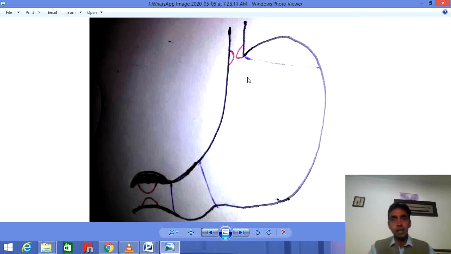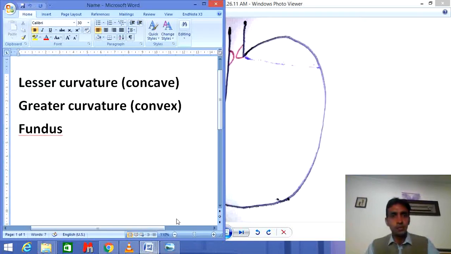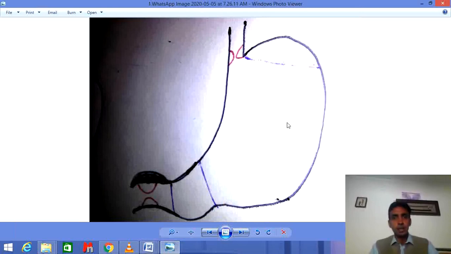This is according to Islamic belief, and as for the medical science, the stomach is composed of this region, which is called fundus. This region is responsible for the accommodation of gases. From fundus to this region, this whole region is called the body of the stomach. Fundus, then body, and this whole region is called pylorus.